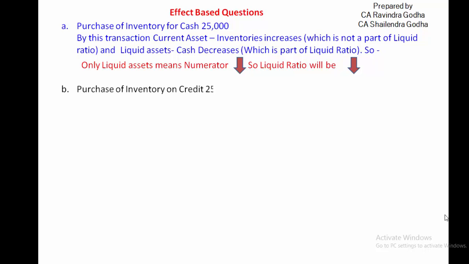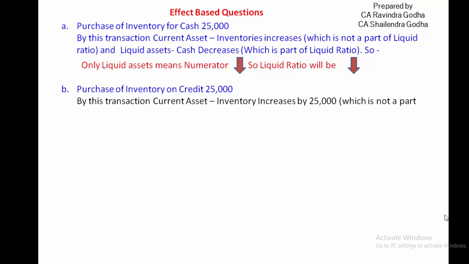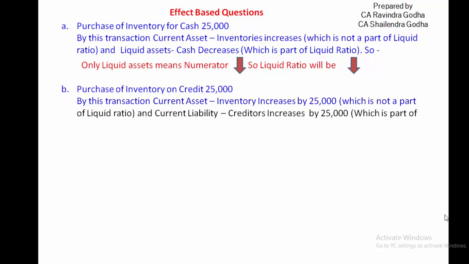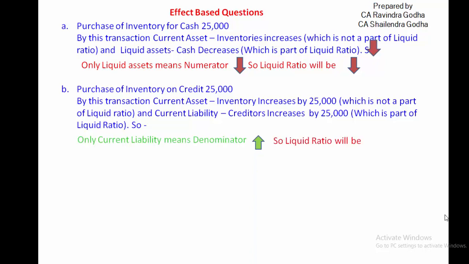B. Purchase of inventory on credit rupees 25,000. By this transaction, current asset, that is inventory, increased by 25,000, which is not a part of liquid ratio, and current liability, that is creditor, increases by 25,000, which is a part of liquid ratio. So only current liability, meaning the denominator, increases, so liquid ratio will decrease.